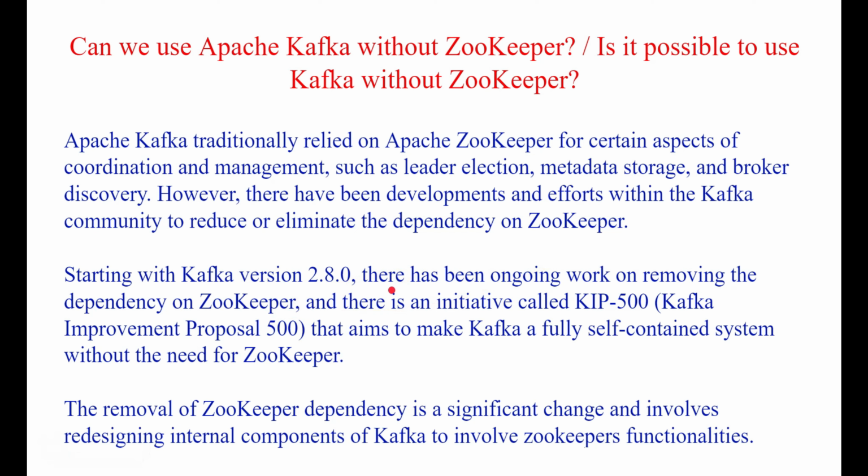Starting with 2.8, there have been tasks to remove the dependency on Zookeeper, and also with Kafka 3.x, there is an initiative called KIP-500, that is, Kafka Improvement Proposal. Because Kafka is too tightly coupled with Zookeeper, an improvement is needed to remove that dependency. This Kafka Improvement Proposal aims to make Kafka a fully self-contained system that doesn't have tight coupling with Zookeeper at all. So after Kafka 4, there will be no need for Zookeeper and it will be loosely coupled. Then you only have to start one server, that is, the Kafka server. So the Zookeeper dependency removal is a very significant change, and it will be internally a component of Kafka after Kafka 4.x.